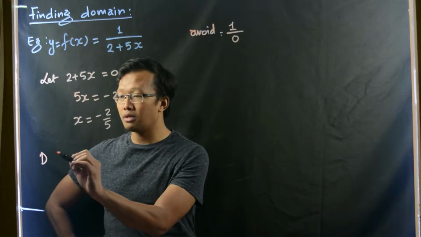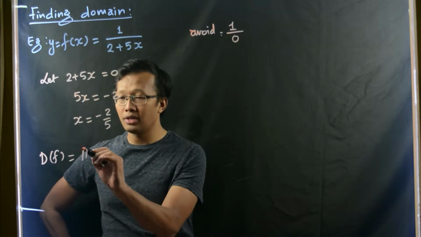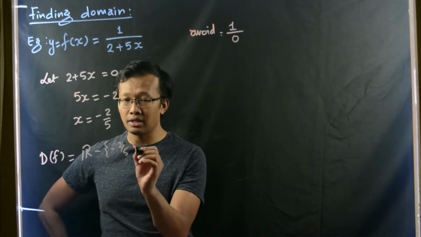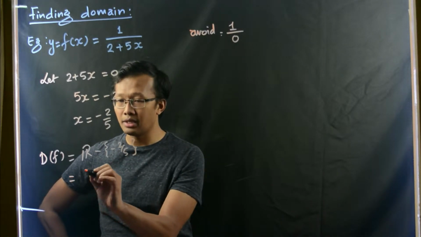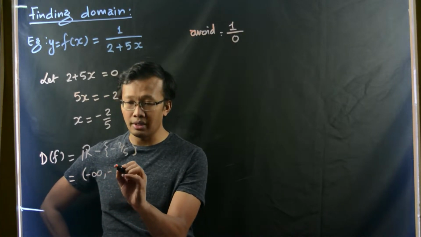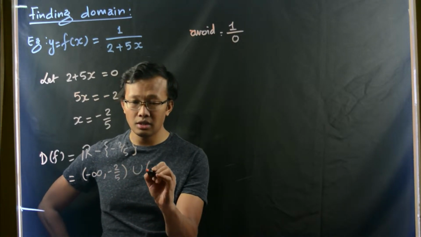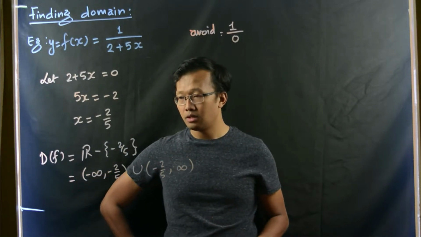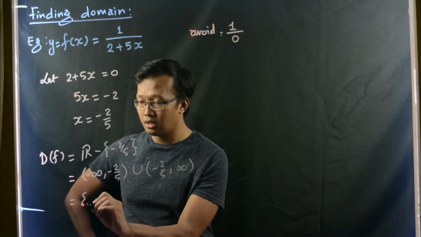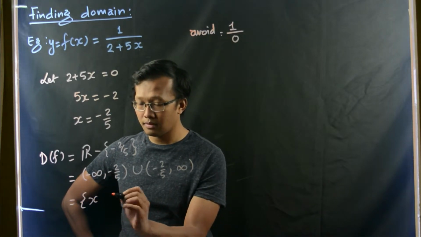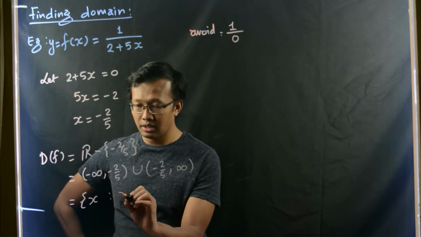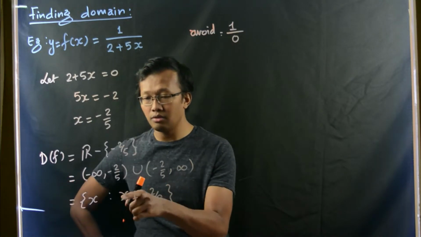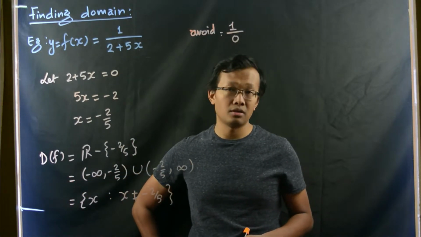So the domain of f would be simply all the real numbers without negative 2 over 5. Or this can be written as negative infinity up to negative 2 over 5 union negative 2 over 5 up to infinity. And also this can be written as all the real numbers except x is not equal to negative 2 over 5. So there are 3 ways to write down the domain of this function.